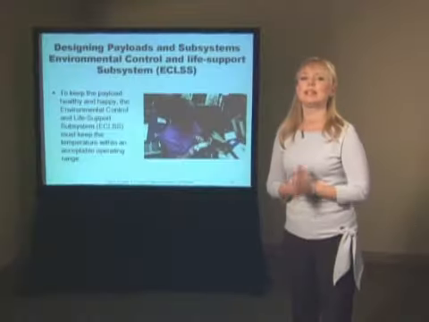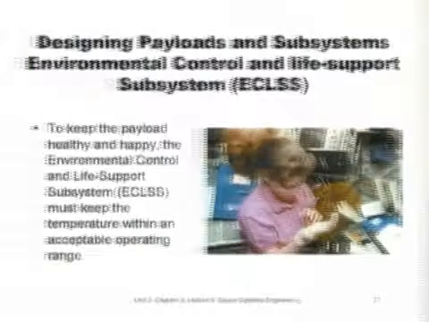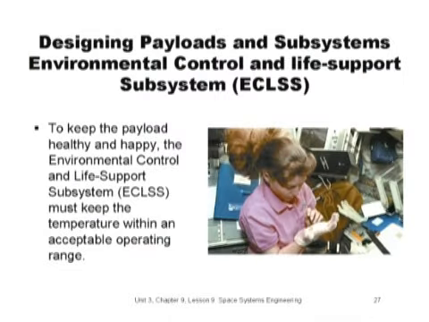People and electronics like to be at room temperature in order to operate properly. To keep the payload, the astronauts, and equipment healthy and happy, the Environmental Control and Life Support Subsystem, or ECLSS, must keep the temperature within an acceptable operating range. It must also provide such things as air, water, food, and other necessities. Here, astronaut Katie Coleman tends to a mouse ear plant on Columbia's flight deck.